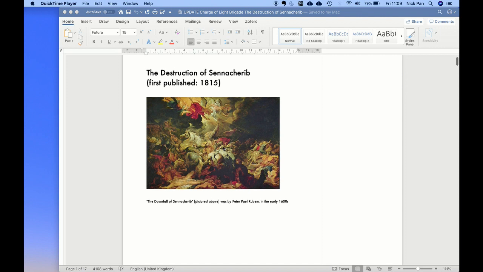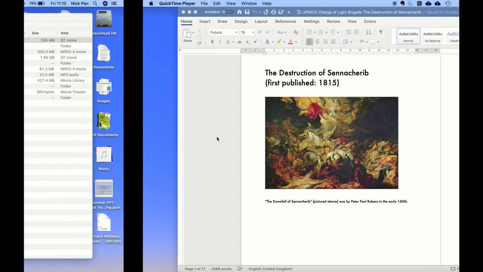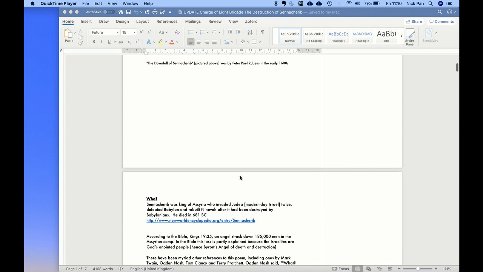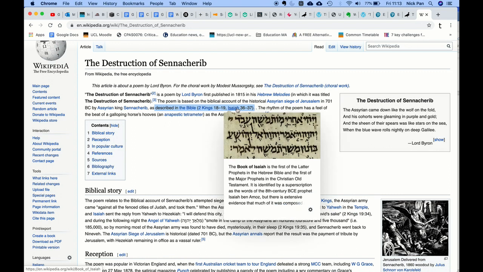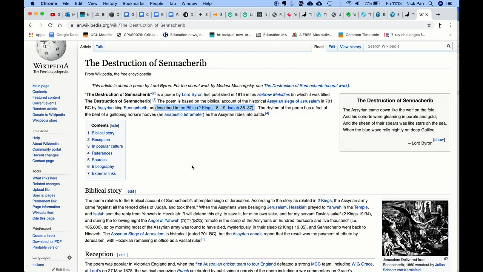So it tells the story, the epic struggle of this man, King Sennacherib. He tried to invade Judea, which is modern day Israel, twice. Once he was unsuccessful, the second time he was successful. Byron's source material is Book 2 Kings in the Bible and the Book of Isaiah, which is later. So that's where Byron's source material is.